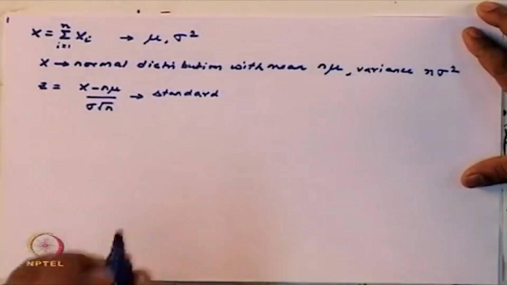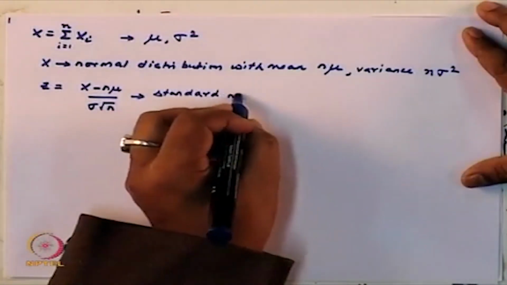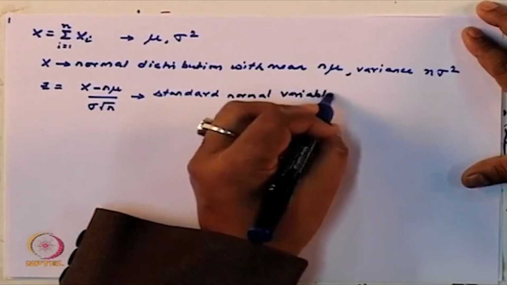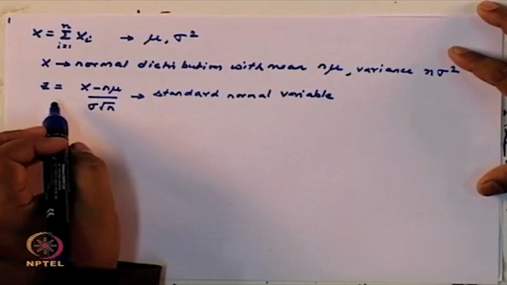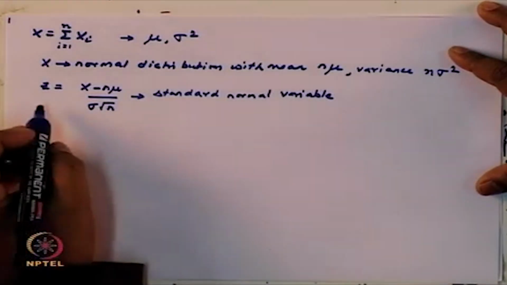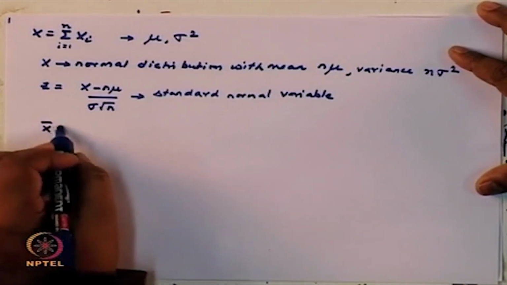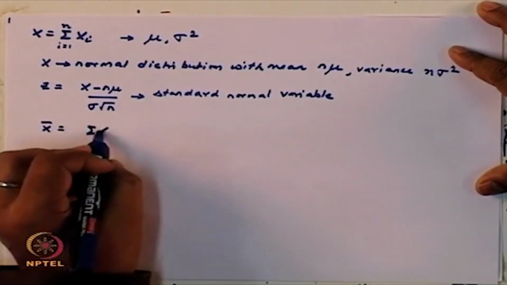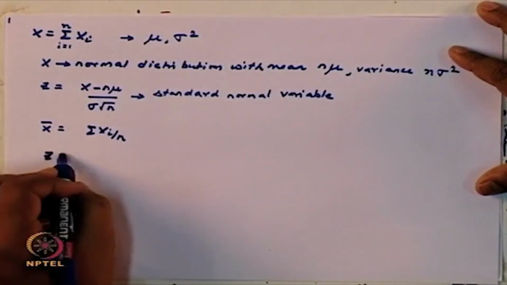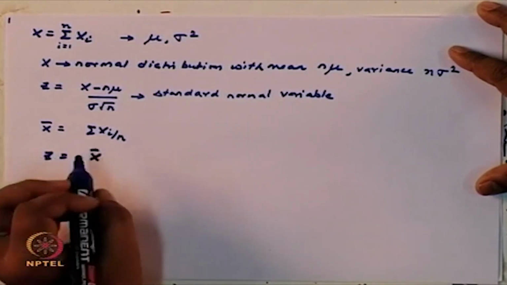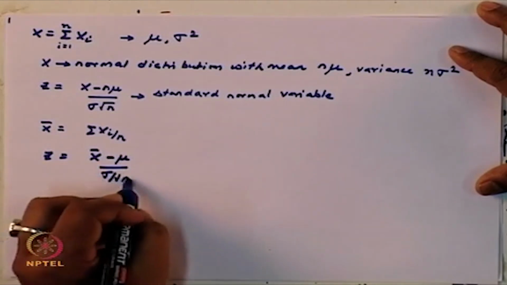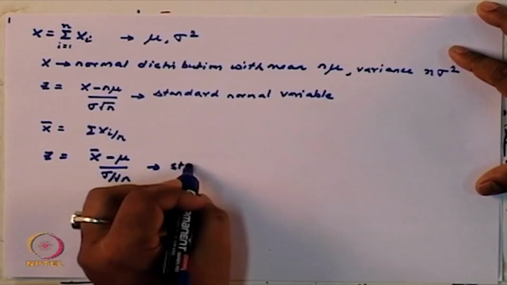So, z gives us a standard normal variable, which means its mean is 0 and its variance is 1. Similarly, if I define x bar as the simple arithmetic mean, summation x I by n, then we have found that z defined as x bar minus mu by sigma by root n is a standard normal variable.